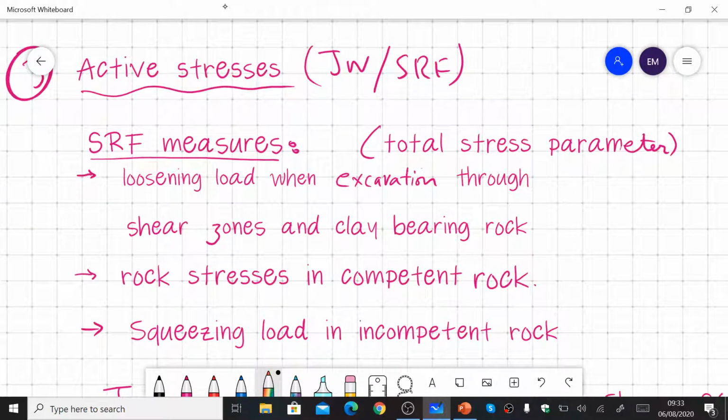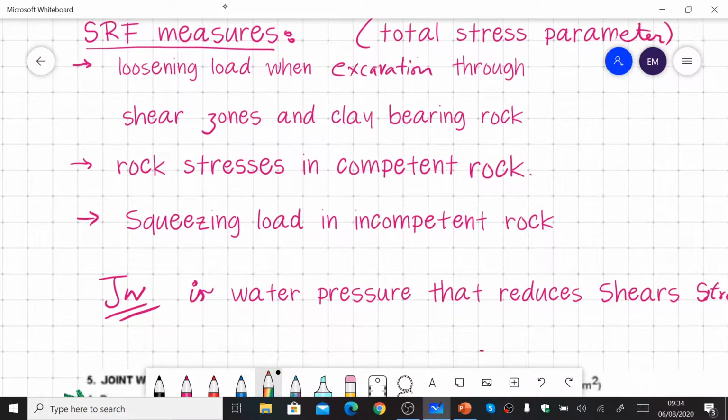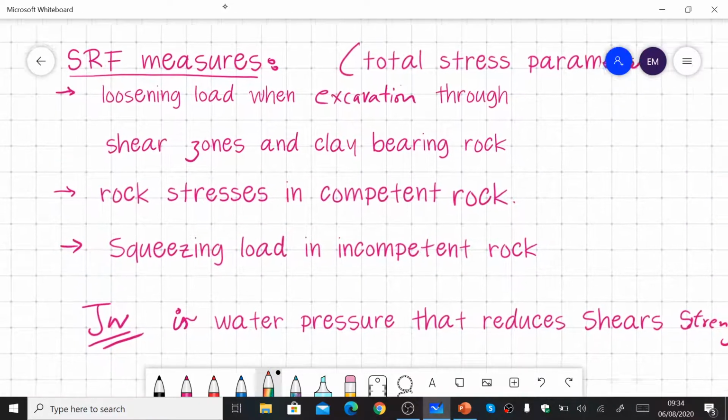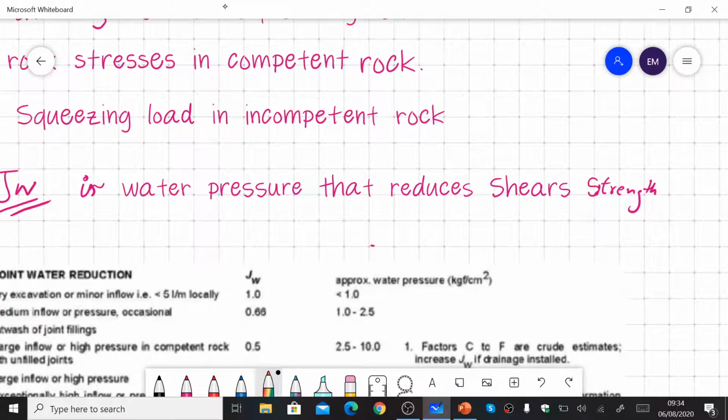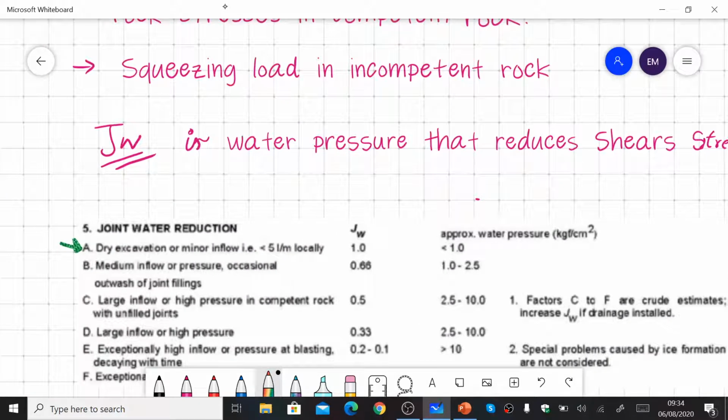So the active stress quotient, that is JW over SRF. First we'll talk about SRF. You can say that it is the total stress parameter. So when do we need to use SRF? If we have loosening load when excavating through shear zones and clay bearing rock, and if we have rock stresses in competent rock and squeezing load in incompetent rock, there we need to use a stress reduction factor. And JW, as the name suggests, is the water pressure that also reduces shear strength.